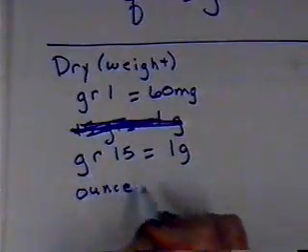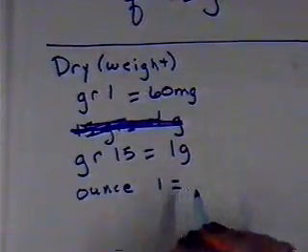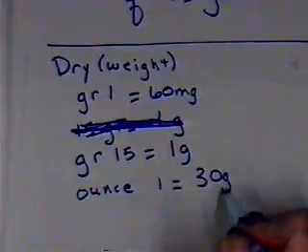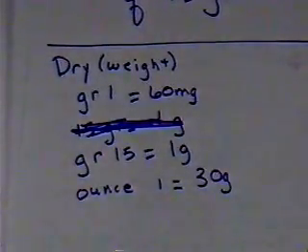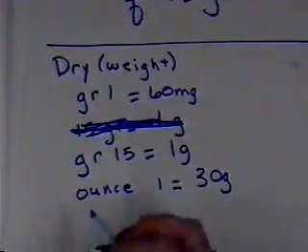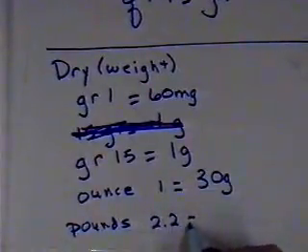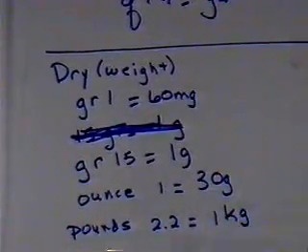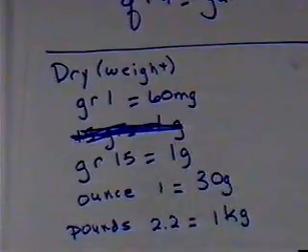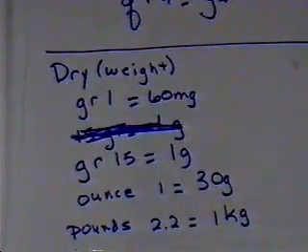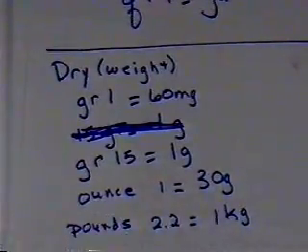Ounce 1 is 30 grams. Pounds 2.2 is 1 kilogram. That's another abbreviation that they said to go away with. So pounds and ounces, get used to writing them out.